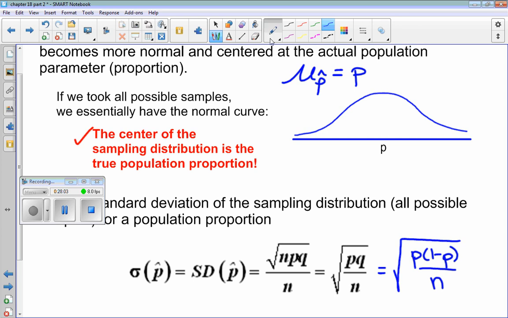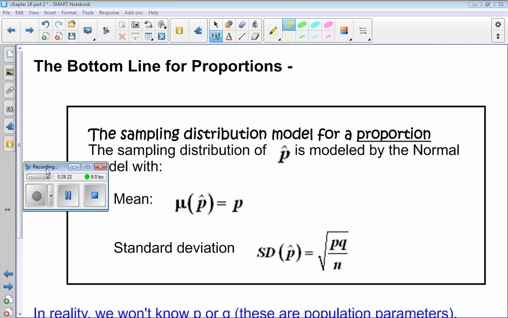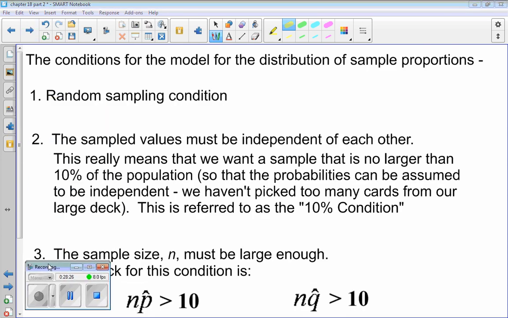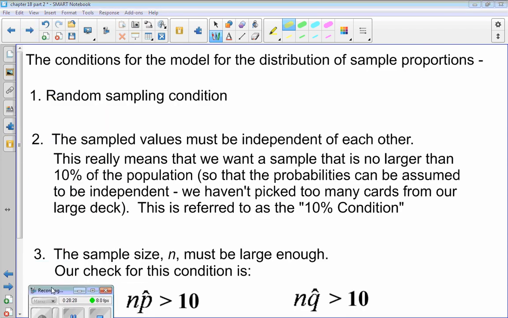We're hoping that we'll be able to use the normal distribution, and anytime we have a normal distribution, we need a mean and a standard deviation. Do you agree? We need those two things to be able to apply the normal model. So those are our formulas to do that. Great. All right. Here are the conditions that we need.